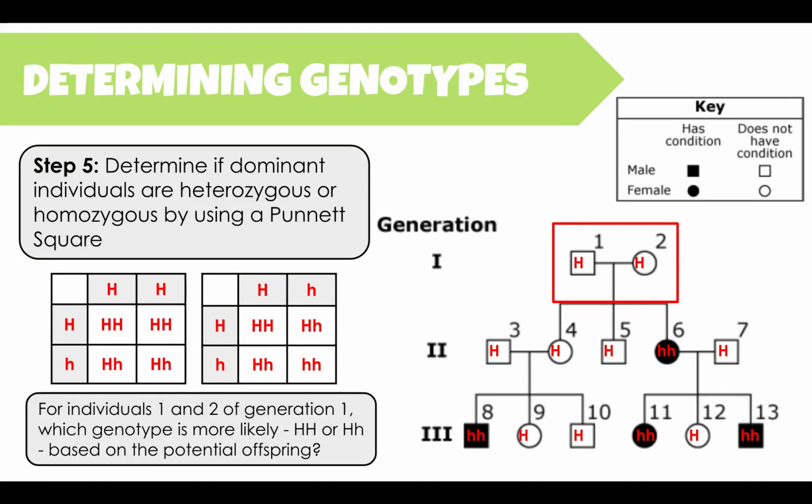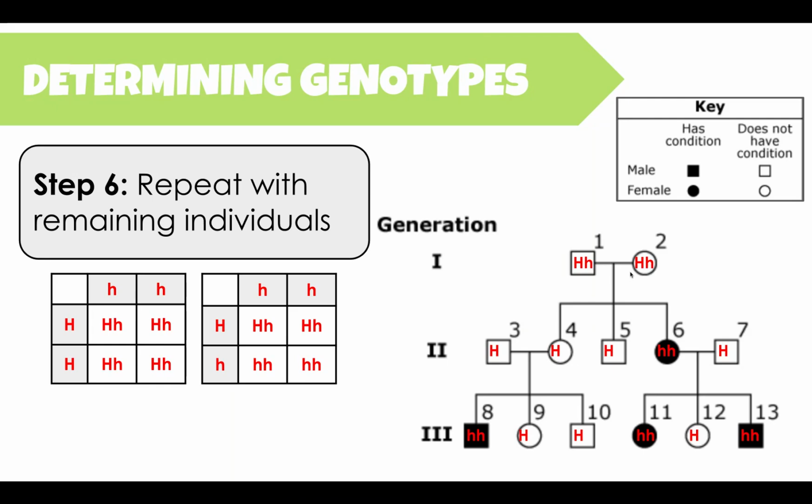Okay. So now I know I can add that in. So it is more likely that they're both big H, little h. I've filled that in. So I'm going to repeat this process for the remaining individuals. So out of their children that 1 and 2 had, 4, 5, and 6, we know 6 is little h, little h. And we know that the parents were both big H, little h, big H, little h. So now we got to figure out the other individuals here.